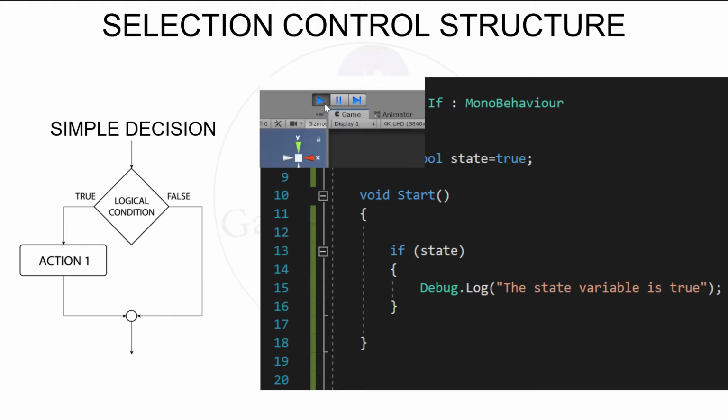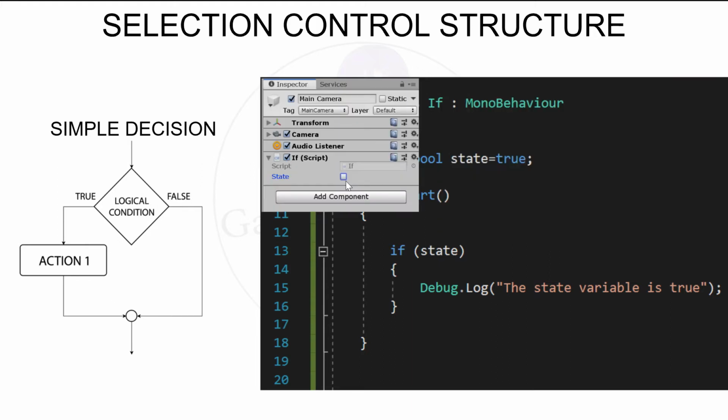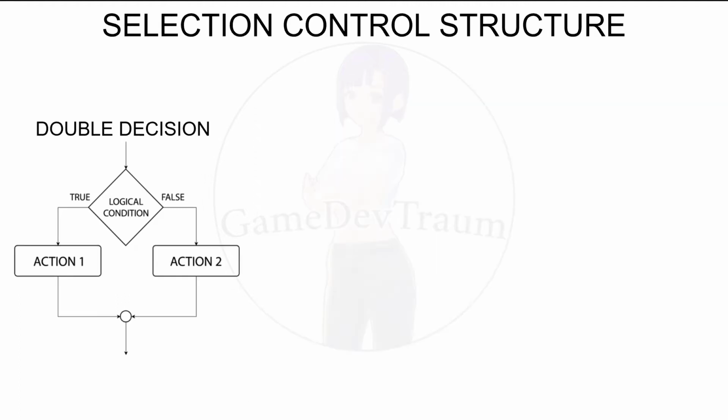If we enter the play mode, we'll see this message in the console. Now, if we set the state variable to false and enter the play mode again, the message won't appear on the console. This indicates to us that the program flow is not going inside that if statement, because the condition is false. Now we'll see how to make a double decision.